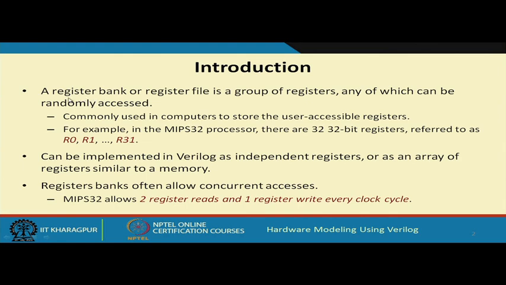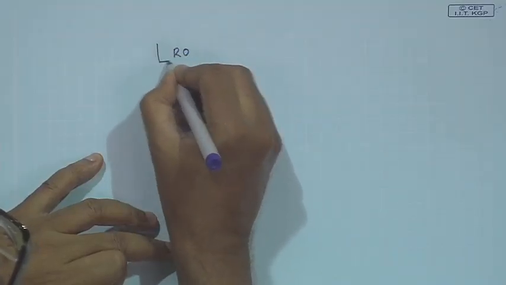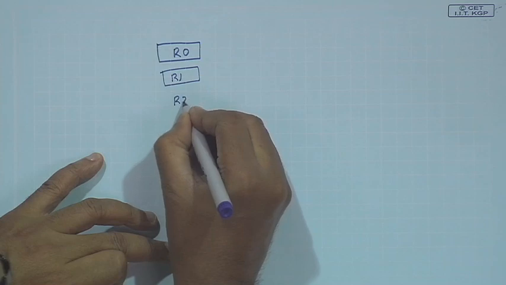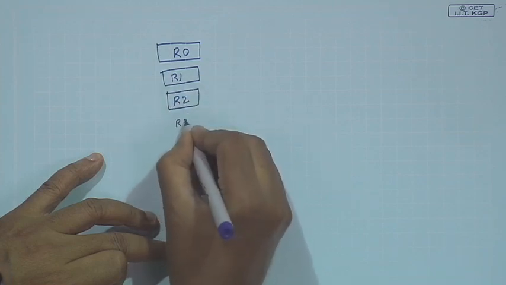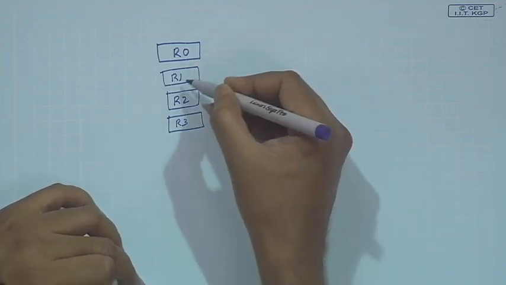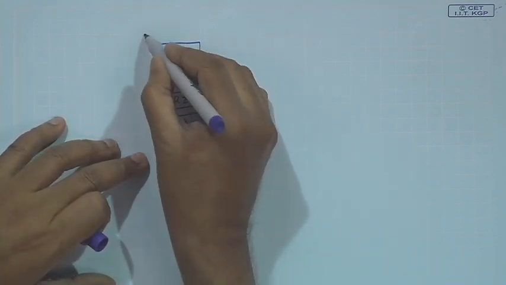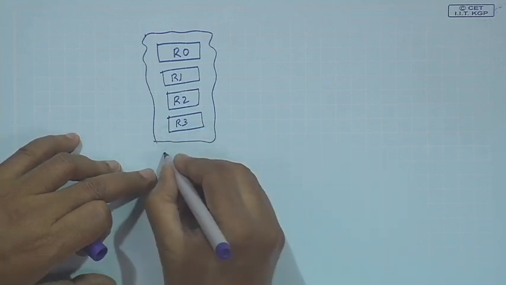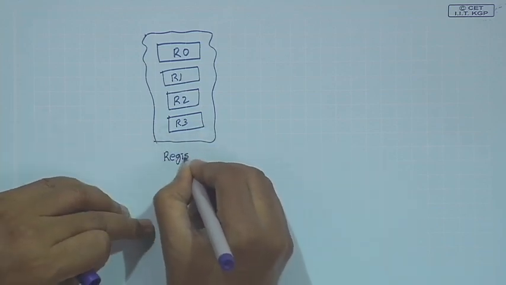The first question is, what is a register bank? A register bank, sometimes also called a register file, is a group of registers. Let us take an example. Suppose I have a register R0, a register R1, a register R2, a register R3, let us say 4 registers. I can use them individually in a program, but suppose I group all the 4 registers together and call this a register bank.